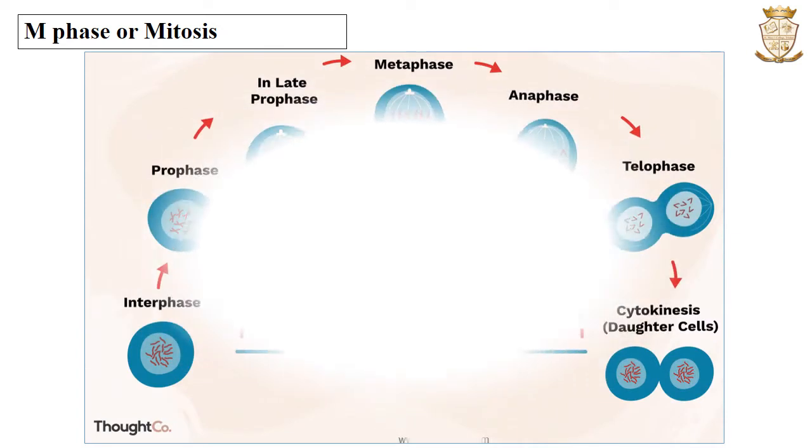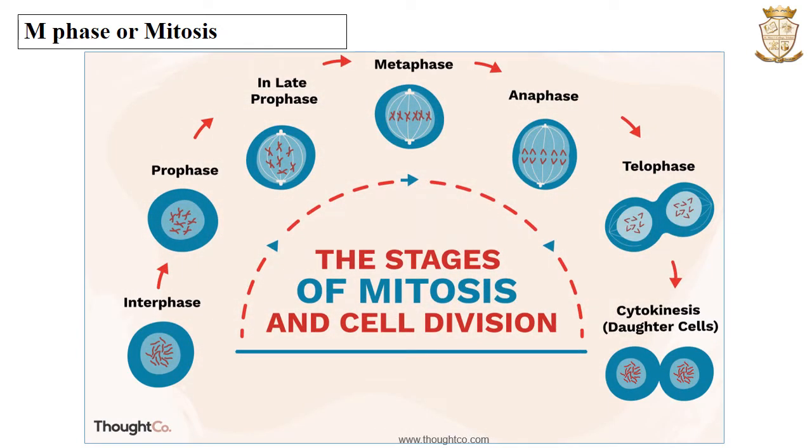Next phase is M phase or mitosis. During mitosis, there will be breakdown of the nucleus, redistribution of the DNA to opposite sides of the cell, formation of two new nuclei, and cytokinesis. During cytokinesis, the cell will be split into two daughter cells. So there are various stages which are termed as prophase, metaphase, anaphase, telophase, and cytokinesis.